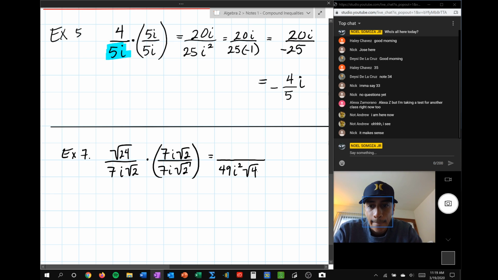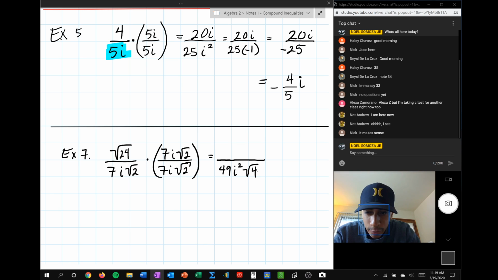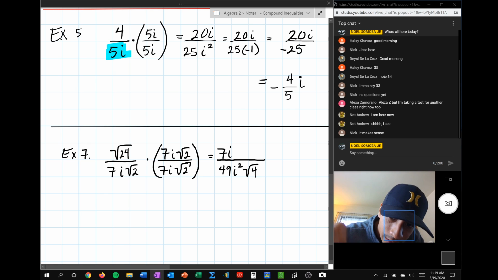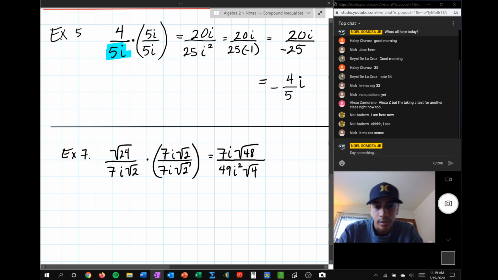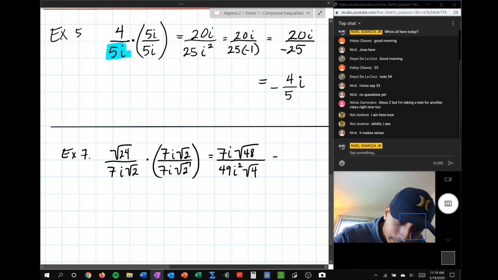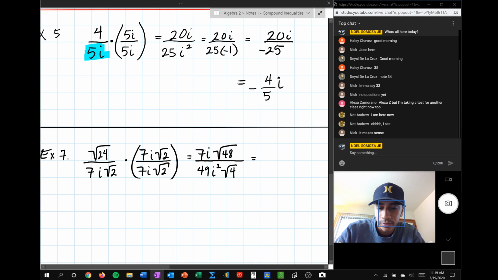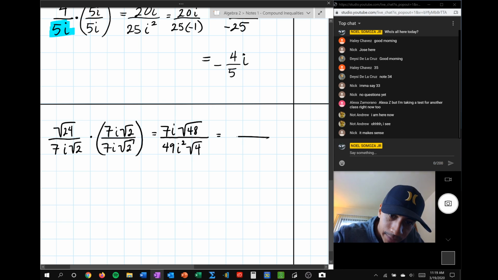All right. Now on the numerator, I can go ahead and multiply the 24 with the 2. So I still get 7i square root of, in this case now, 40. That's going to be 24 times 2 is 48. So now let's clean up the denominator first here, because I can see that that's where a lot of stuff is going to help us eliminate.